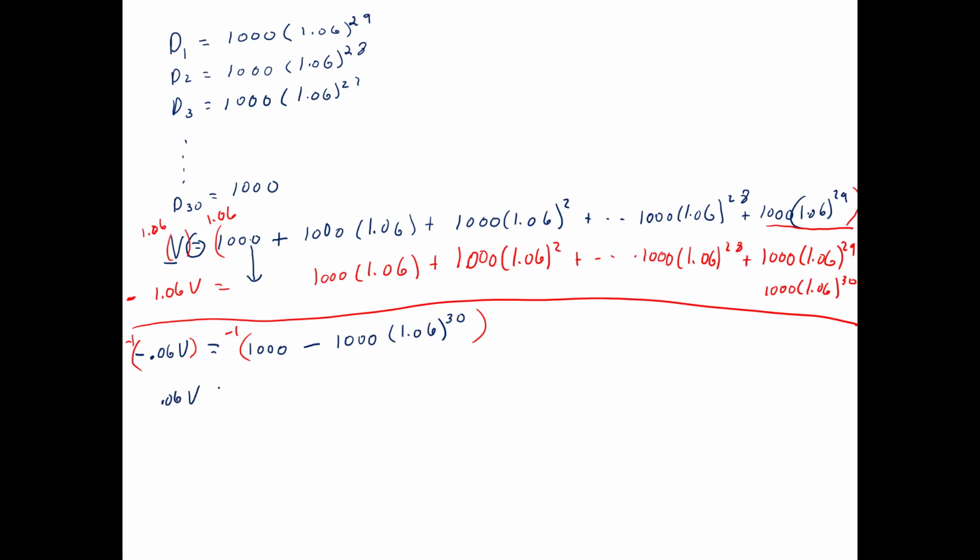0.06 V is equal to the negative 1,000 plus the 1,000 times 1.06 to the 30th power. So I can rewrite that as 1,000 times 1.06 to the 30th power minus 1,000. And then I can divide both sides by the 0.06.